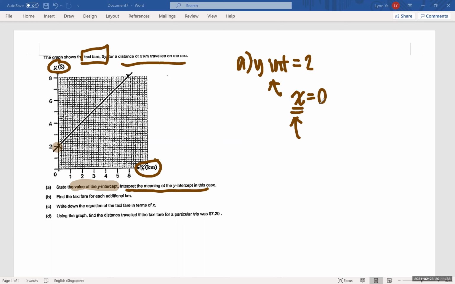So if the distance traveled is 0, did the taxi move at all? It means no, the taxi didn't move at all, right? So what does that mean for the y-intercept? If the taxi doesn't even move at all, yet you are being charged $2, correct? It means that this is referring to the initial taxi fare.